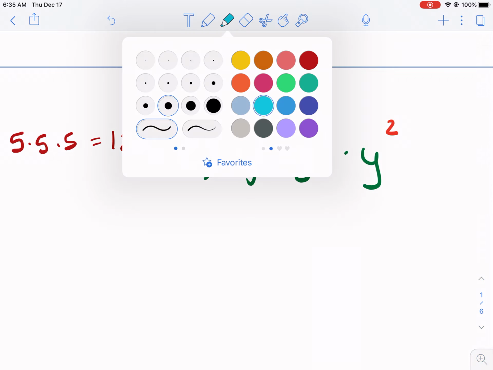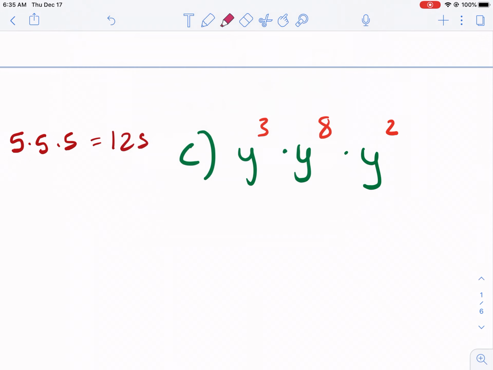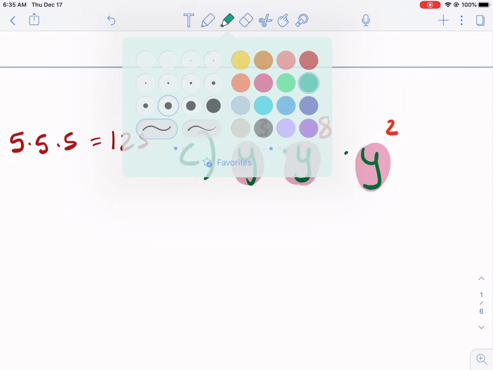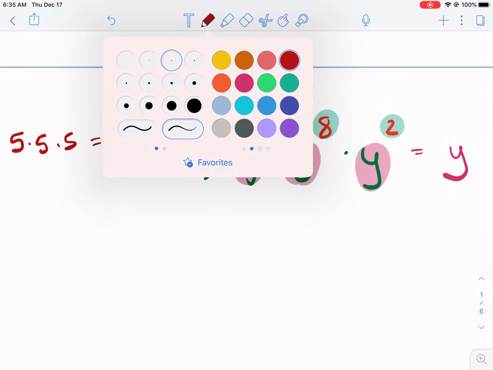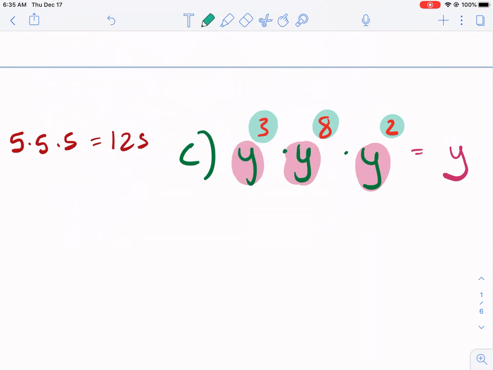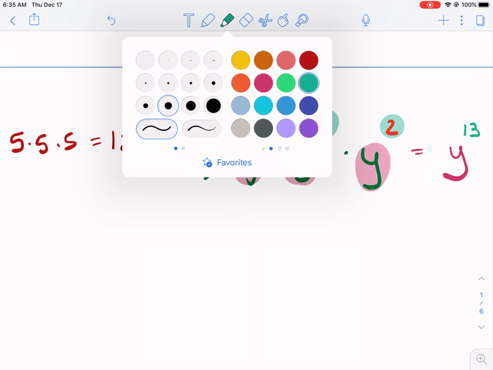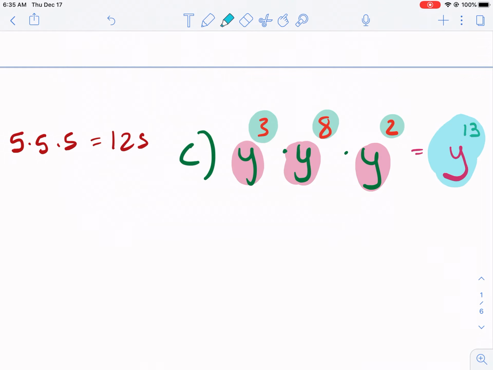Okay, now we have another one. Are the bases the same? Let's take a gander. 1, 2, 3. All of them are y. That's good to go. That means we can add all the exponents together. What do we get? We keep our base the same, y, and then we add our exponents. Let me turn it to green. 8 plus 2 is 10, plus 3 is 13. Y to the 13th power would be our final answer.